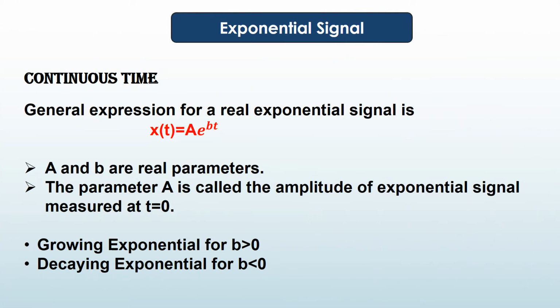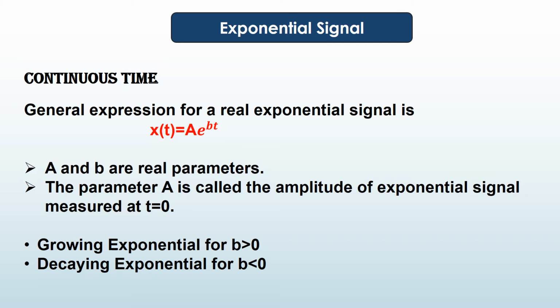So we move on to the first elementary signal, that is exponential signal, and we have continuous time exponential signal and discrete time exponential signal. First we are considering the continuous time. So the general expression for a real exponential signal is given by x of t is equal to a e raised to bt, where a and b are real parameters. The parameter a is called the amplitude of the exponential signal measured at t is equal to 0.